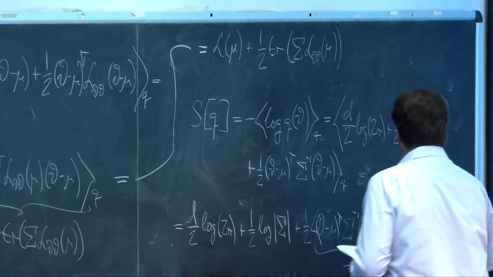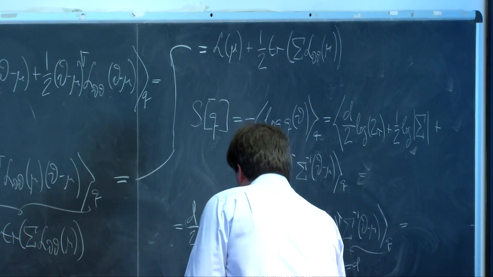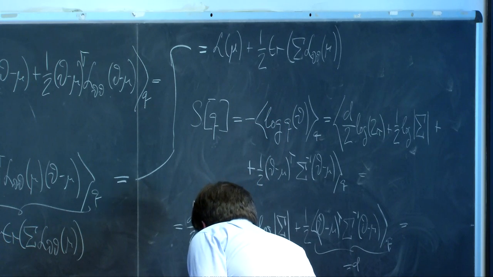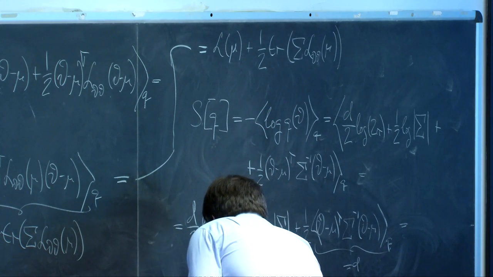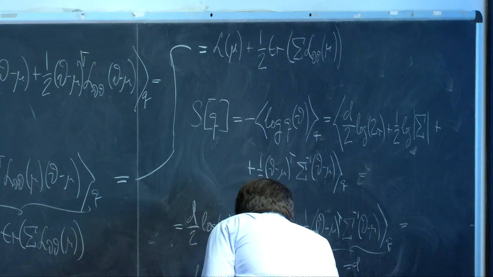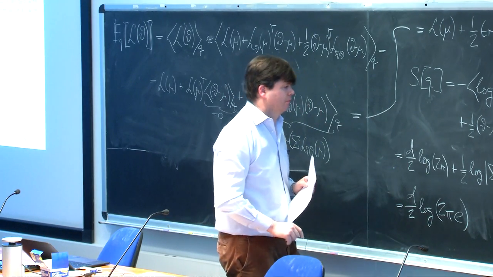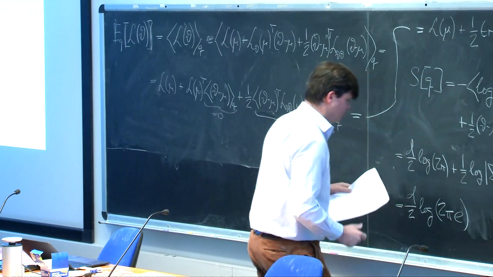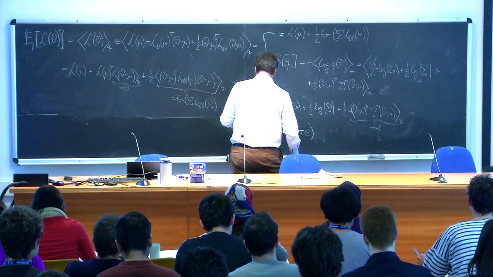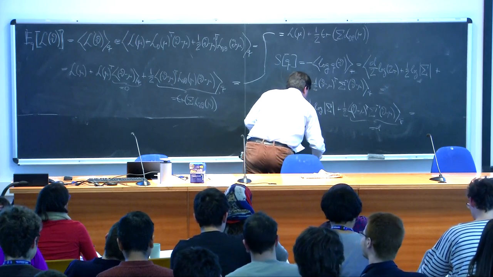So, all in all, we have D/2 log 2 pi e, that's from here, to incorporate the 1/2 D into here, plus 1/2 log determinant.